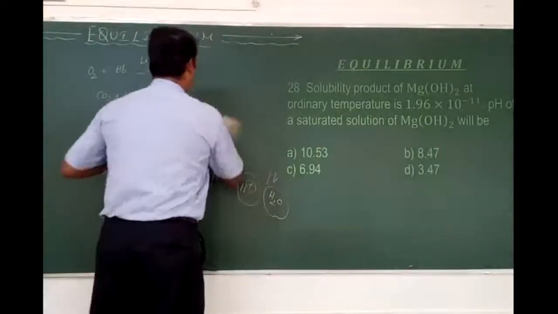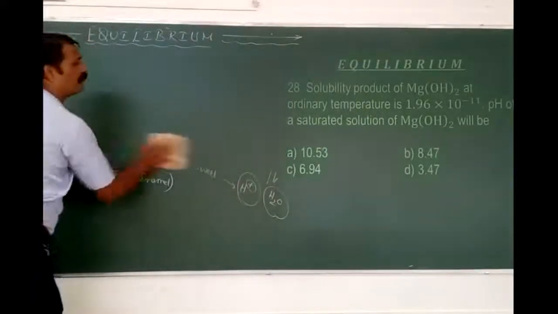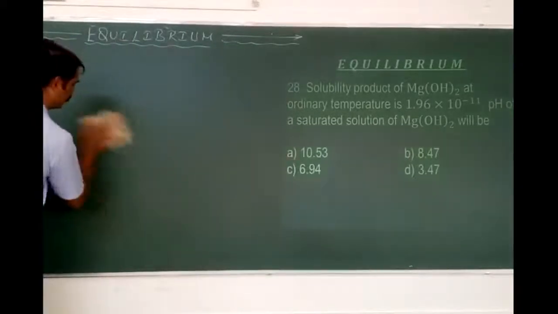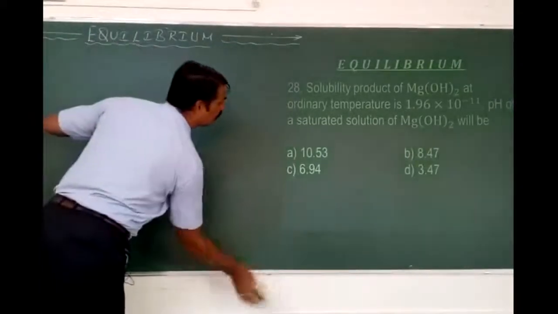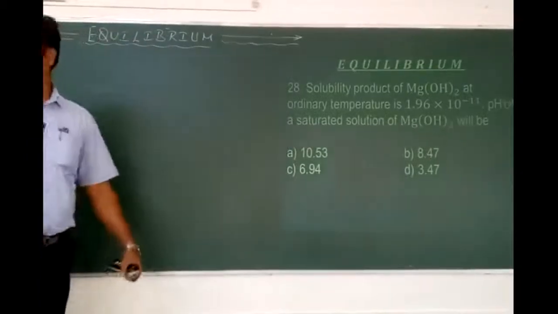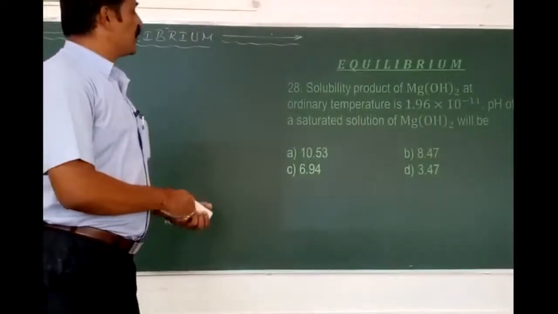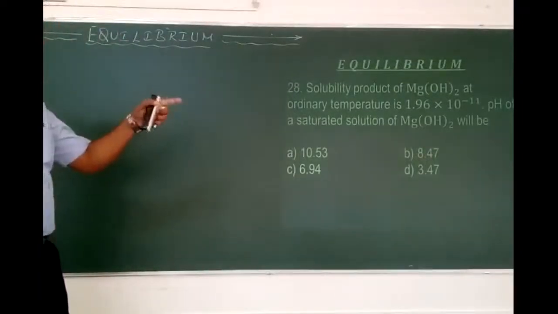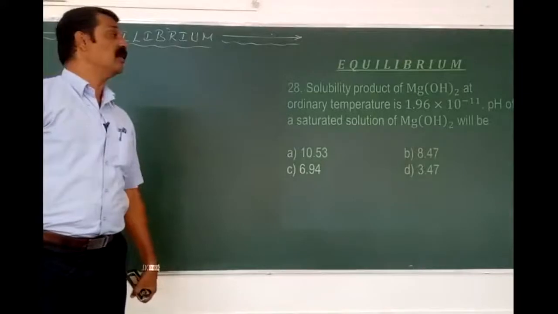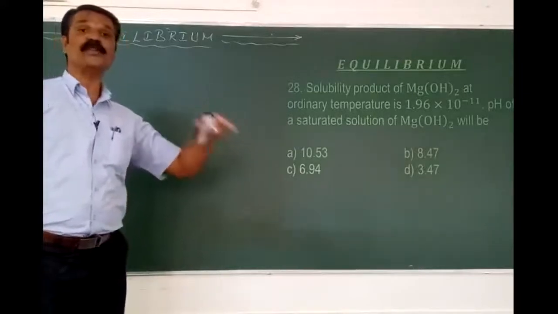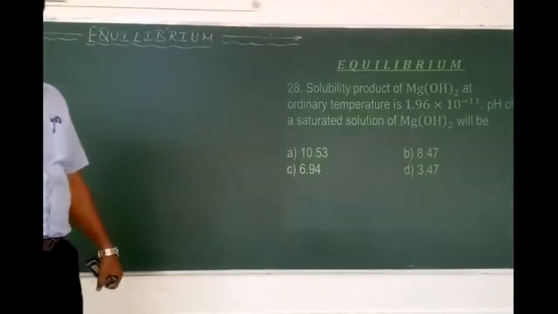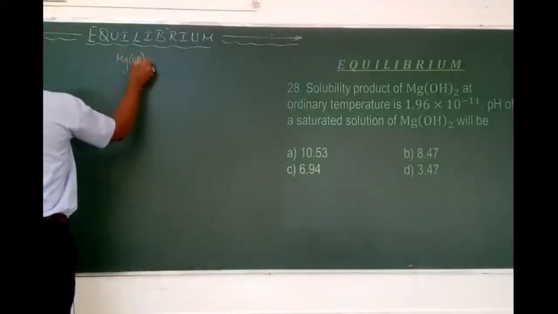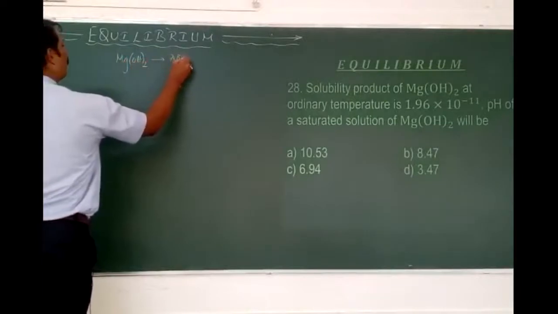The solubility product of magnesium hydroxide at ordinary temperature is found to be 1.96 into 10 to the power of minus 11. Then what is the pH of the saturated solution of magnesium hydroxide? Here Ksp is given. Now we have to find the solubility. pH means we need the H plus or the OH minus. Magnesium hydroxide is an example of an AB2 type.